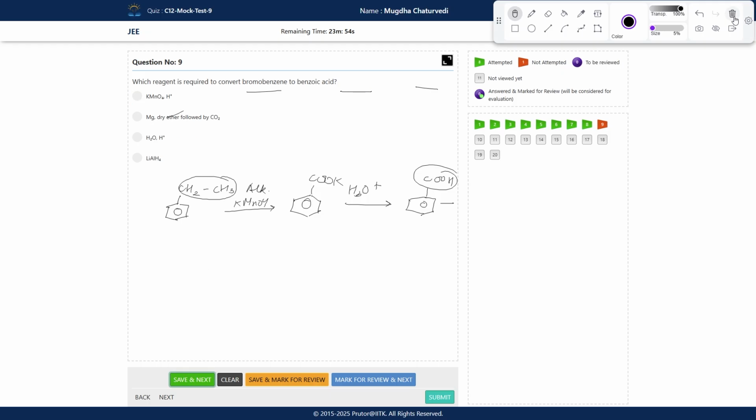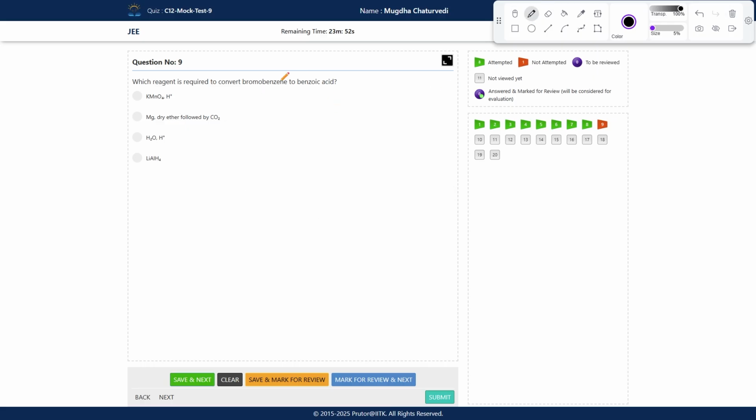Now we will see the next question. Which reagent is required to convert bromobenzene to benzoic acid? Okay, so it is bromobenzene to benzoic acid. First, let us see for bromobenzene. If you see, to this benzene, a bromine is attached, okay.